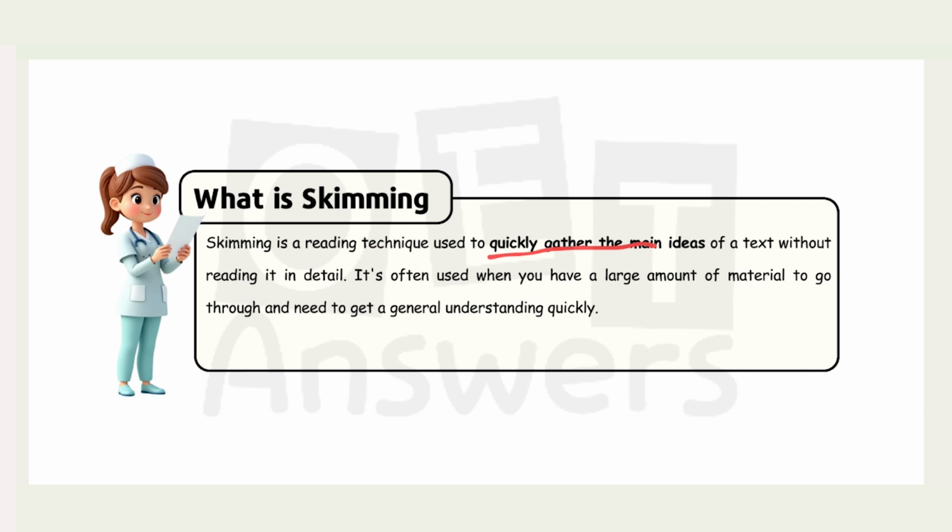It is often used when you have a large amount of material. You know very well, Text A, Text B, Text C, Text D: there is a bulk of information provided. For this bulk of information, we recommend only 30 to 60 seconds to do the skimming. Within that time we have to get some better ideas. There is no need to read the entire information. Go through and get a general understanding quickly.